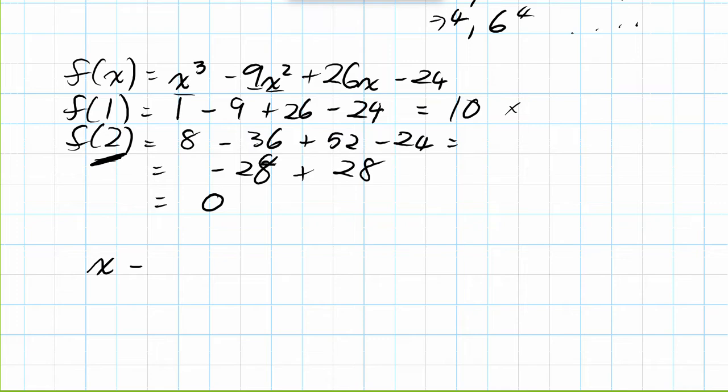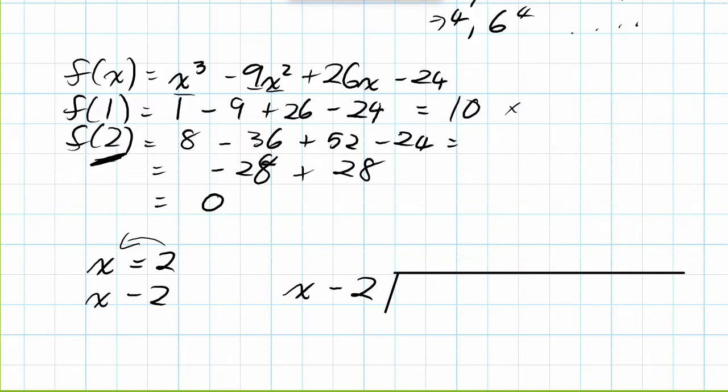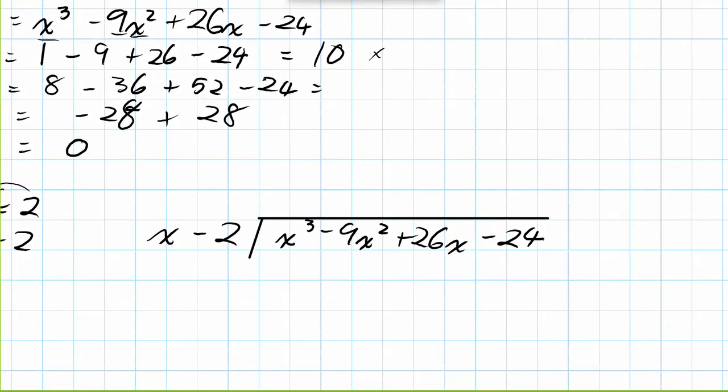Because it's positive 2, so we know x is equal to 2 in this case. So I need to turn this into a factored form. Well, if I just bring 2 to the other side, I get x subtract 2. And x subtract 2 will now be part of our long division for this polynomial. So now I can write this polynomial like this: x cubed minus 9x squared plus 26x minus 24. And now I'm going to go through some of my long division to solve this, okay?